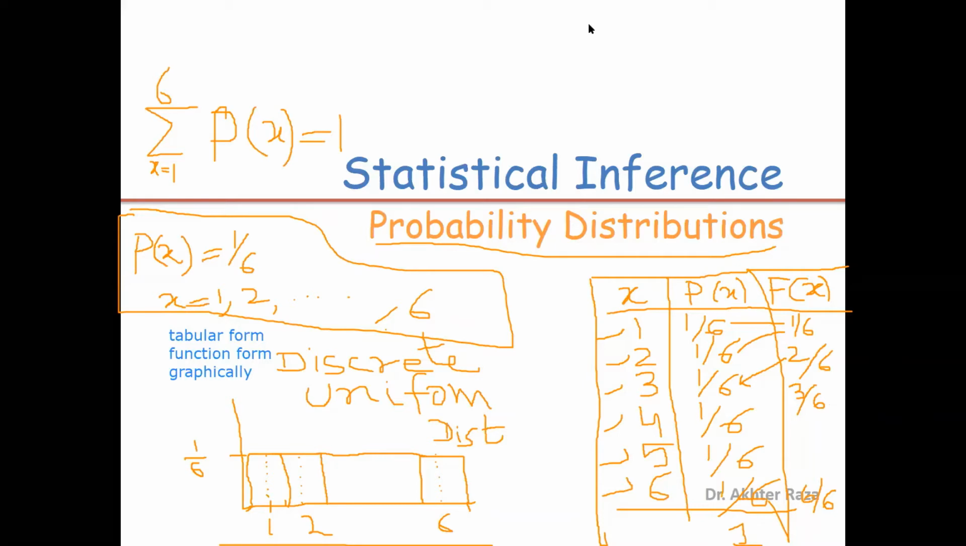Now, how are ogives constructed? Initially at 1, you have 1 by 6. This is 1 by 6, this is 2 by 6, this is 3 by 6, 4 by 6, 5 by 6, and this is 6 by 6. So at 1, we have a point here. At 2, we have a point here. At 3, we have a point here. At 4, we have a point here, and so on. At 6, we have a point at 6 by 6.